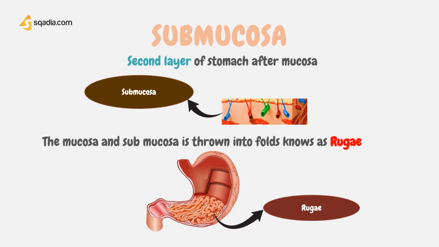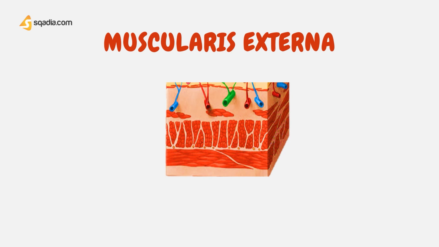It provides expansion of the stomach after the consumption of food, as the stomach is an expandable organ, and it expands after eating. Moving ahead, we will study the third layer of the stomach called muscularis externa. As its name indicates, it is composed entirely of smooth muscle layers.